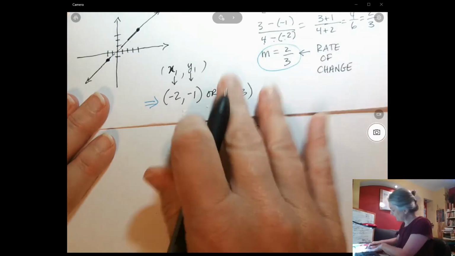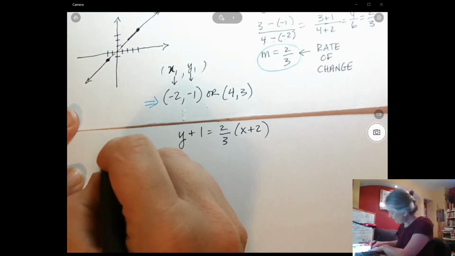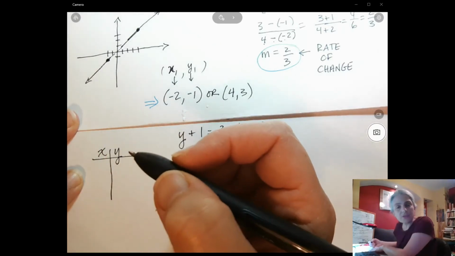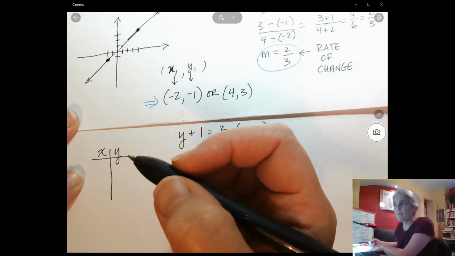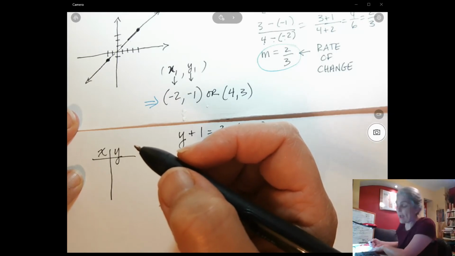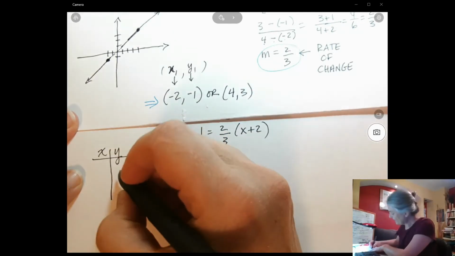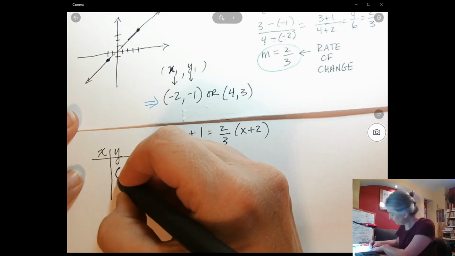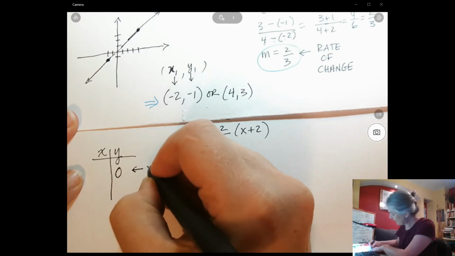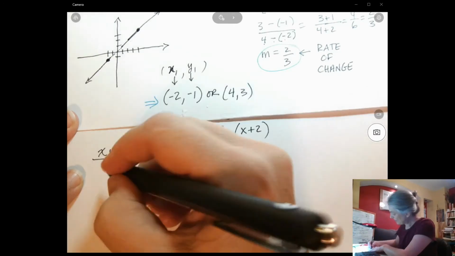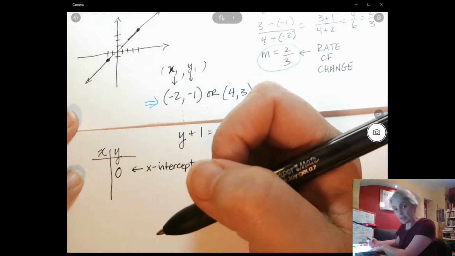So let's find those intercepts. Remember that an intercept is just where you intercept or pierce either the x or y axis, either one. To find the x-intercept, what do you do? You set y equal to 0. So this is the x-intercept. So we need to solve for x.